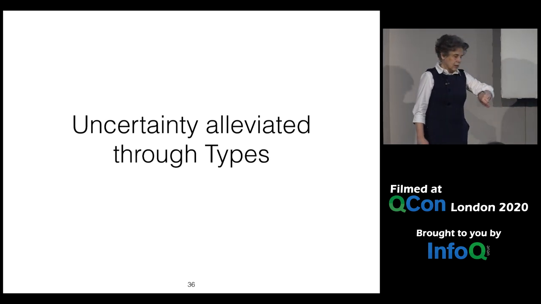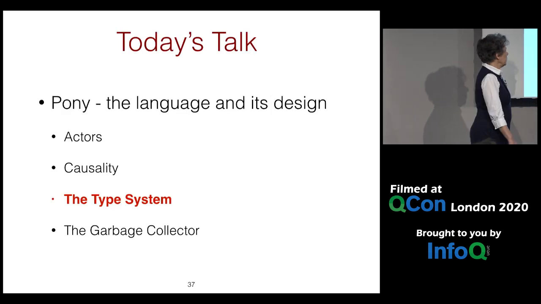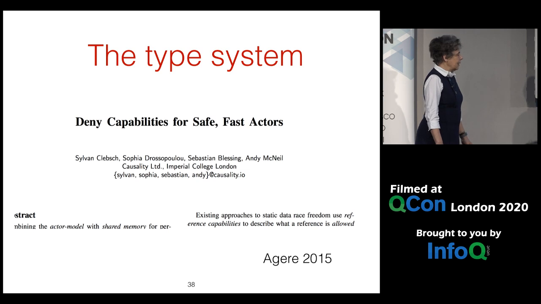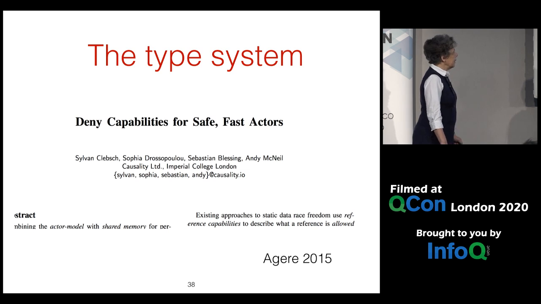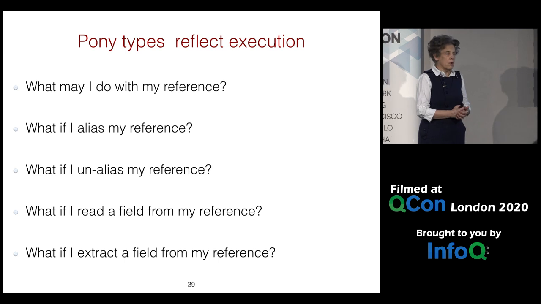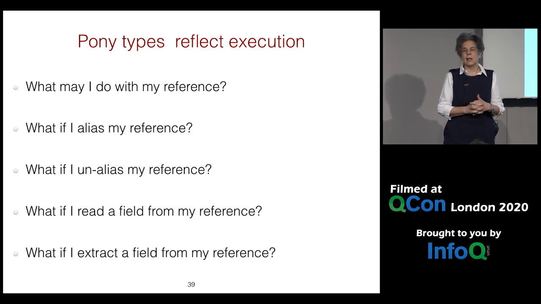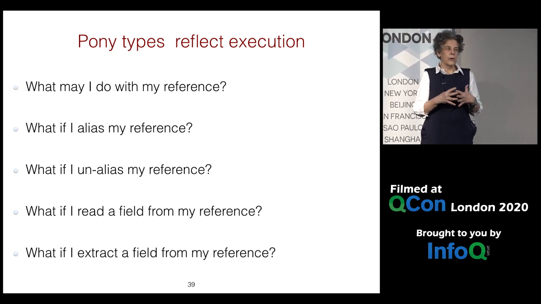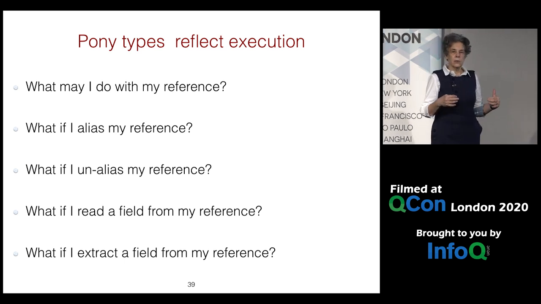The other subject that I would like to discuss is how uncertainty is alleviated through types, and talk about the type system. There is a paper in AGERE in 2015, and I'm going to go briefly through what the type system offers. The very, very interesting thing with the Pony type system is that the types reflect execution. For every interesting operation that affects the topology in the heap, there is a corresponding operation in the type system.